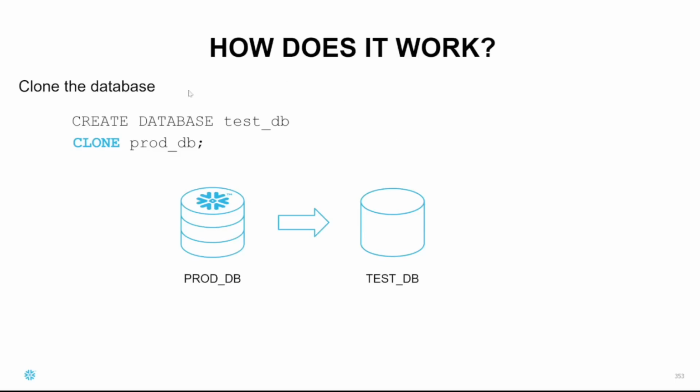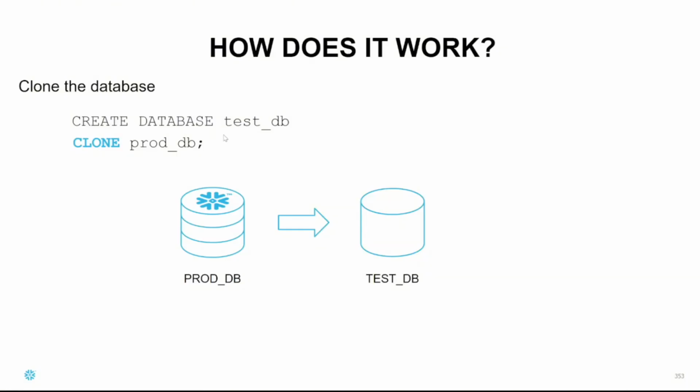And how does it work? This is a simple command through which you can clone any database, schema, or table. So you just write create. Here we are cloning a database. So the statement is create database test DB clone production DB. If you want to clone your current production DB as a test DB to test in a lower environment, we can just run this particular statement.